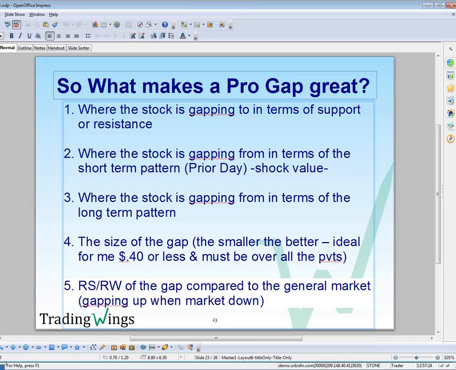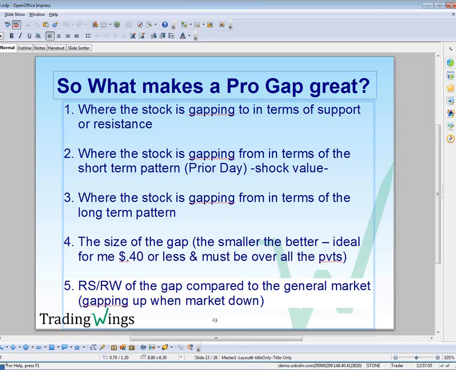Because why is it good, guys? If the market's gapping down and your stock's gapping up, why is that? What makes that stock better? What's the word I'm looking for? It's a two-letter word. What does that stock have that the market doesn't? Relative strength. You got it, Matt. Mura, you got it. It's got relative strength to the market.